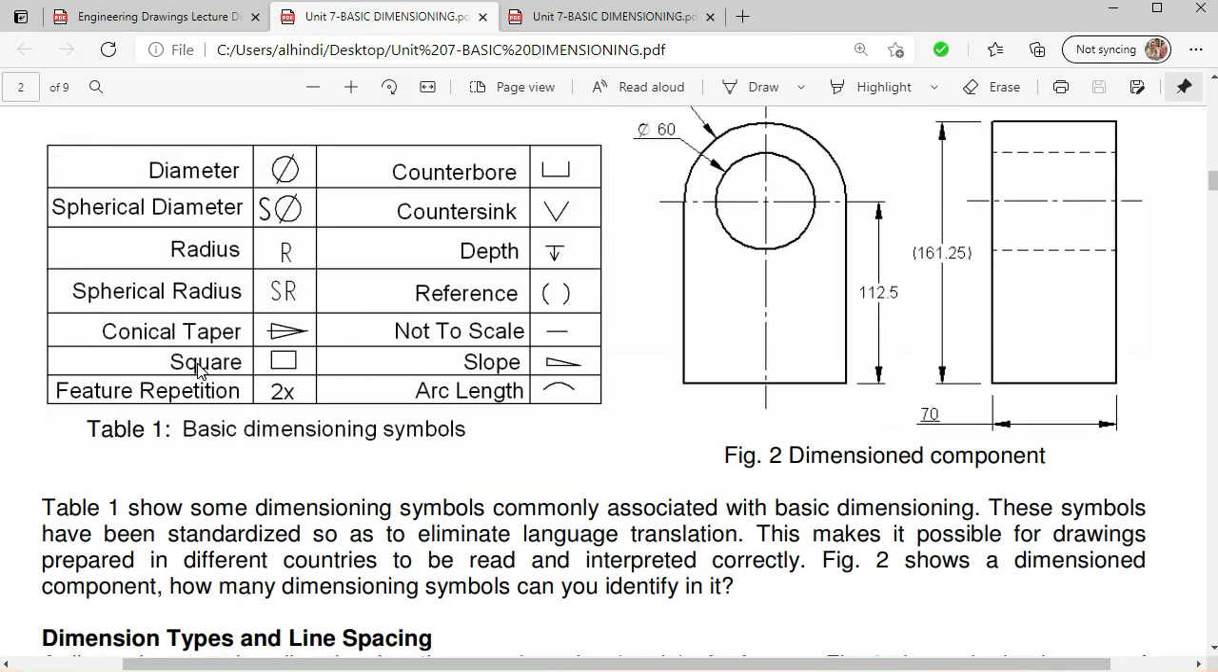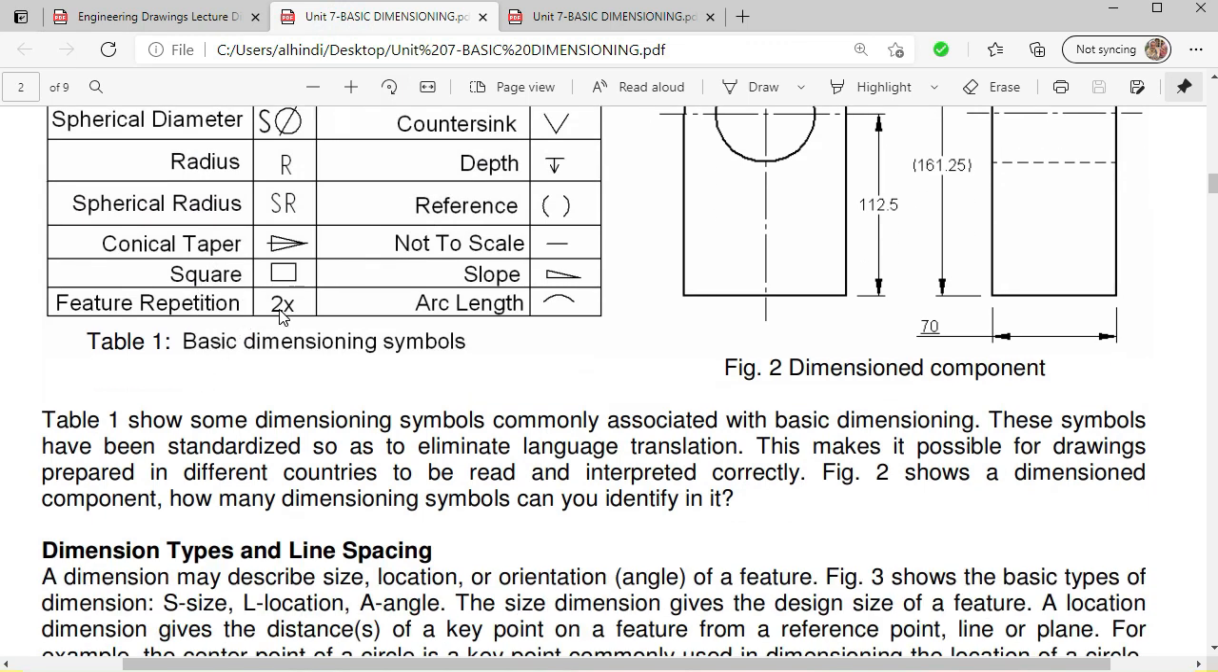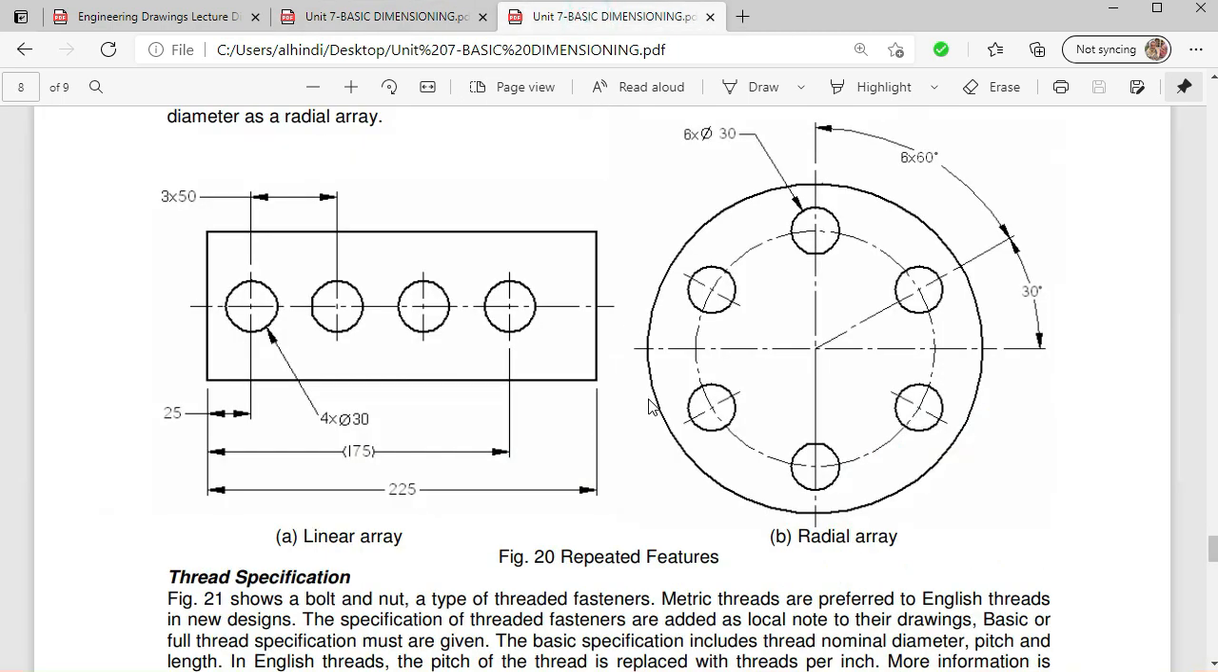Then is the feature repetition. For example, 2 into x, 2 or whatever number of times the feature has been repeated. This is basically used in the holes which are equally spaced, so we also write equidistant. In this case you can see the holes are 6 in number and they are at equal angle with each other, so we have written 6x phi 30. Phi is the diameter of this hole, phi 30.